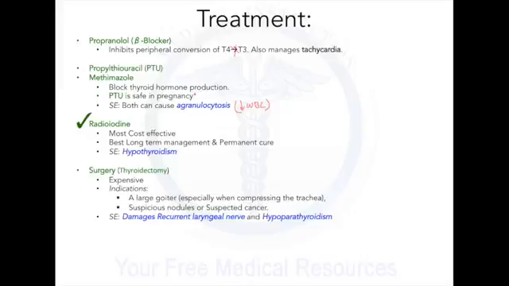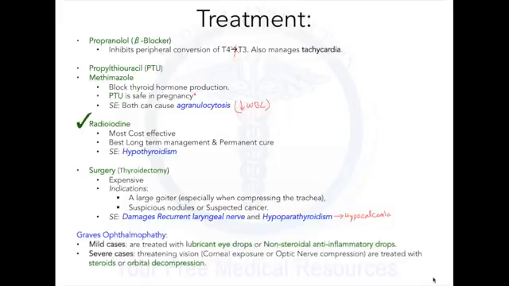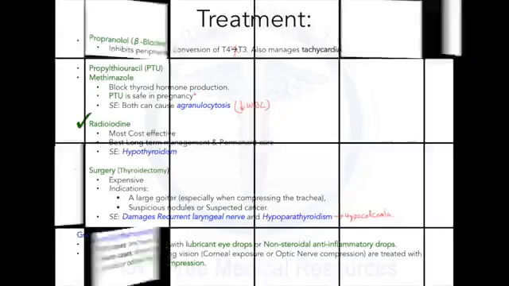Some of the side effects of the surgery include damage to the recurrent laryngeal nerve, which controls the voice box and can lead to hoarseness or voice loss, and hypoparathyroidism, since the parathyroid glands are located on the posterior aspect of the thyroid gland. Therefore, removing them can lead to hypocalcemia. To treat the eye manifestation of Graves' disease, we can use lubricant eye drops or NSAID drops in the mild form of the disease. And if the manifestations are very severe, we can use steroids or do orbital decompression.